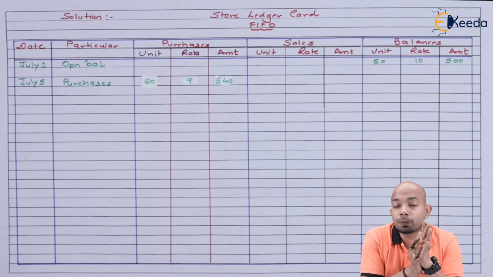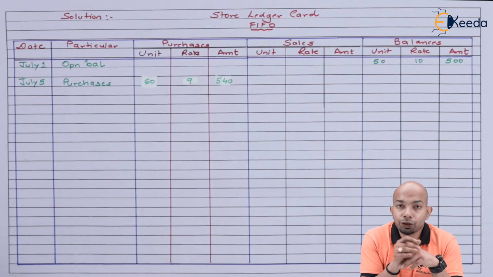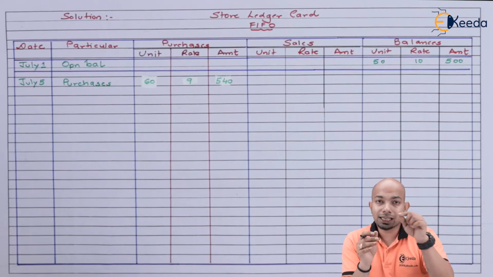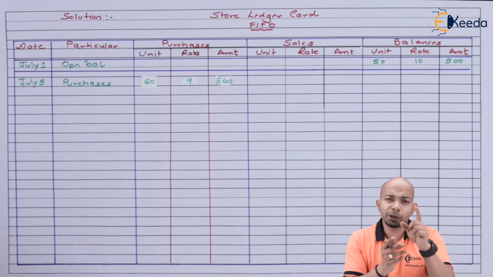Now, the next transaction that we're talking about is the purchases. So on 5th of July, there was a purchase that was done for 60 units at the rate of 9 per unit, and the amount has been mentioned there as 540. Now we'll move this into the balance side. With every transaction being done, we are maintaining a line here. That will be a separation line basically between two dates.